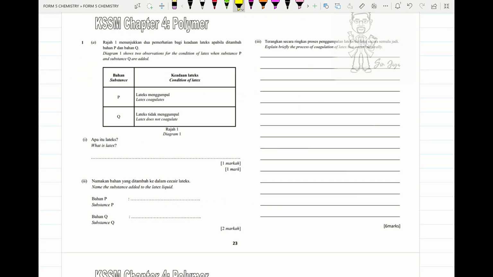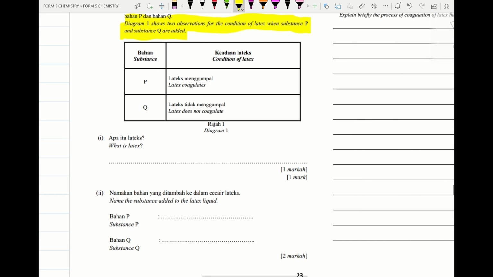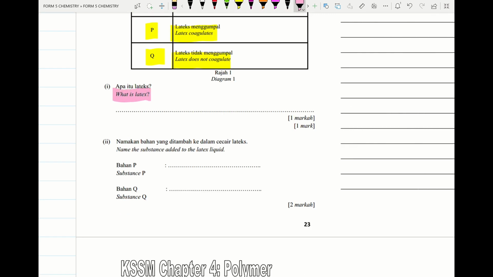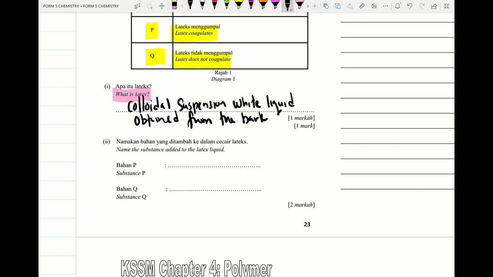Then we try to do one structure question. Look at this question. Diagram 1 shows two observations for the condition of latex when substance P and substance Q are added. When substance P is added to the latex, the latex coagulates. When substance Q is added, the latex does not coagulate. We check the first question: what is latex? Latex is a colloidal suspension, a white liquid obtained from the bark of rubber trees.